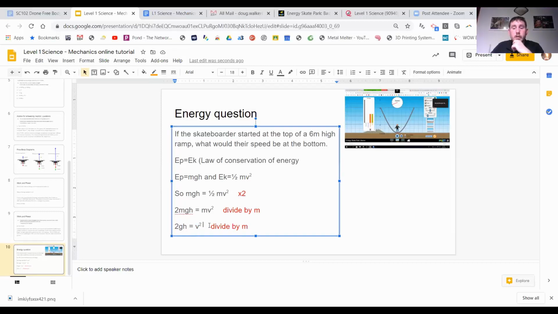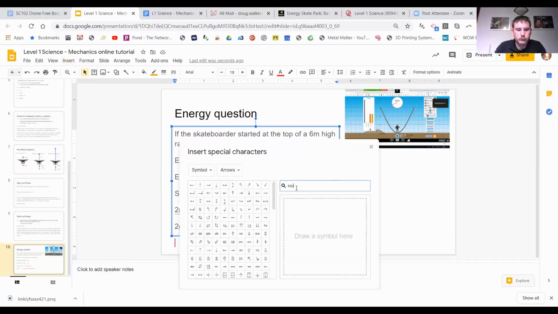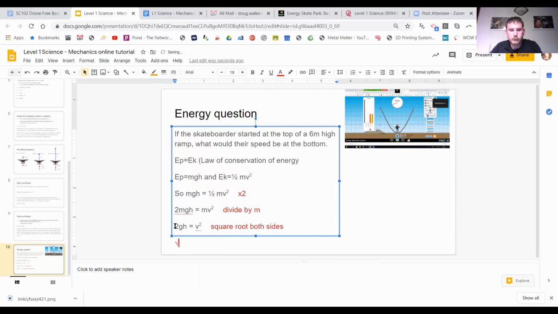If we want v on its own, then we need to square root both sides of the equation. So by square rooting both sides of the equation, we've got the square root of 2gh, and I'll put that in brackets just to be really clear about that. And that gets rid of the squared sign on the v. So we've now got a new equation, which is the square root of 2gh equals v.